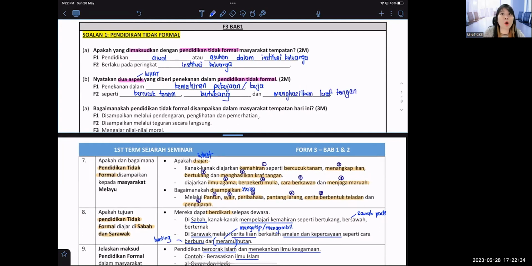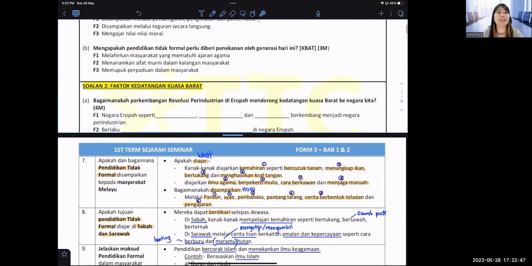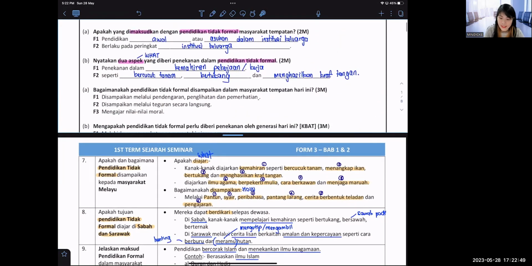Answer also provided you already, so you can practice already. Then you can get the answer from your TTC website there. This part here, then you can start marking it. If you are not clear, all right, then this one answer already provided.